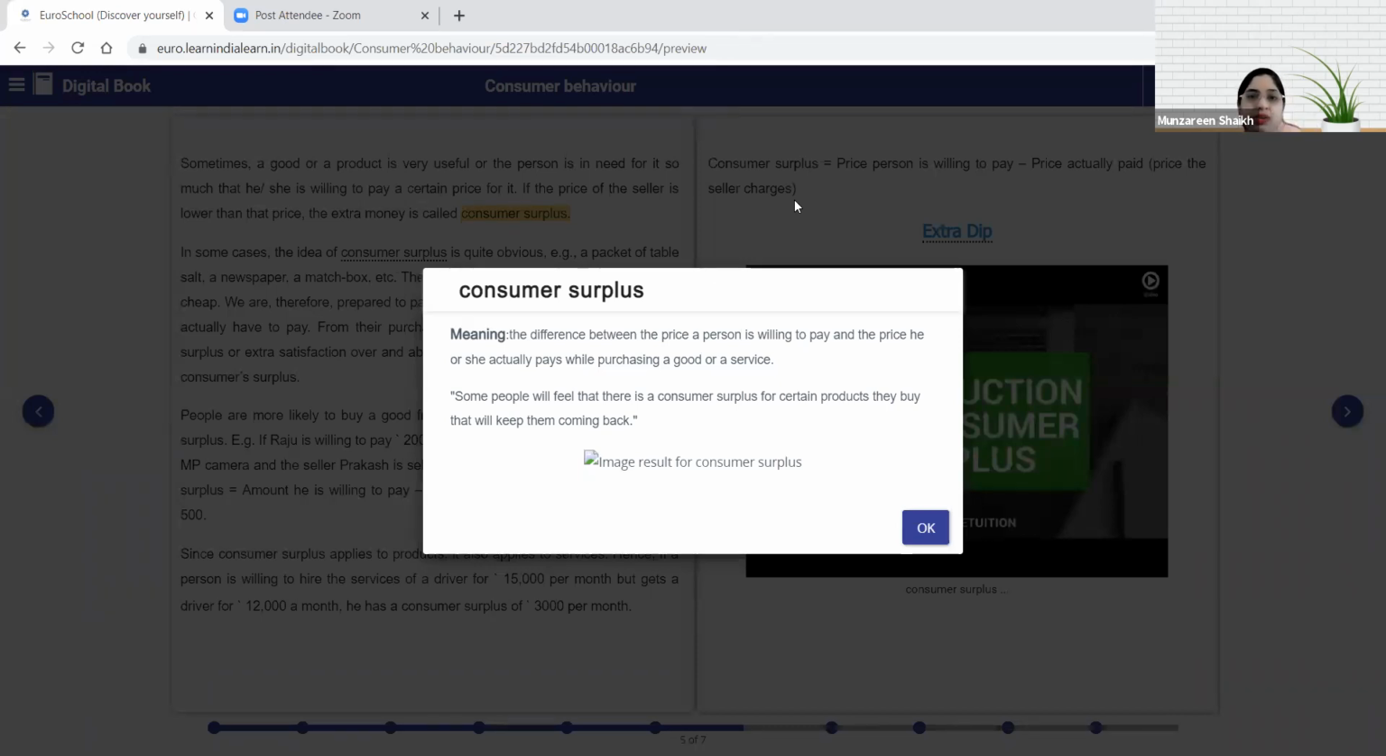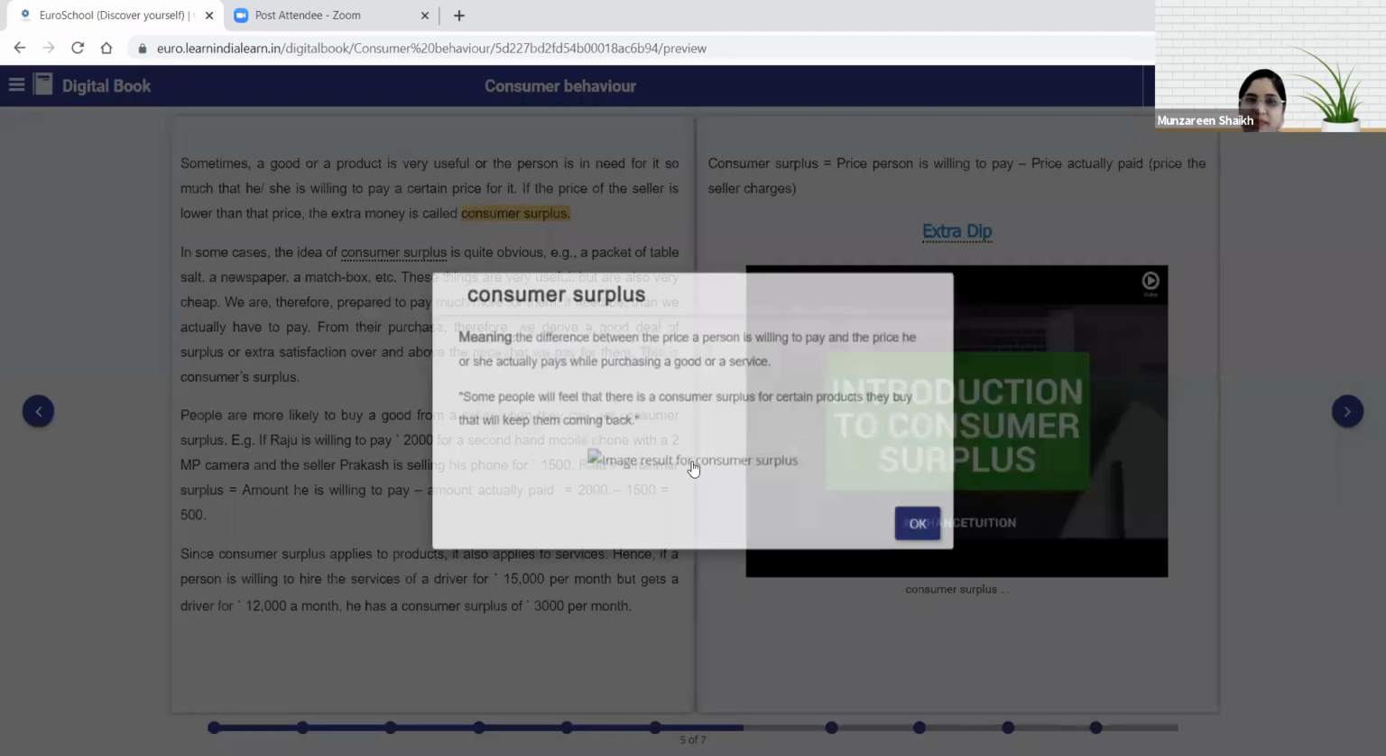Even if you go to a market to buy anything, and you happen to buy a certain thing at a very low price, what do you do? You come home and you show, okay, this particular product was for so and so, I bargained so well that I managed to buy this product at so and so price. So you got that consumer surplus, right? You try to manage your budget by bargaining.